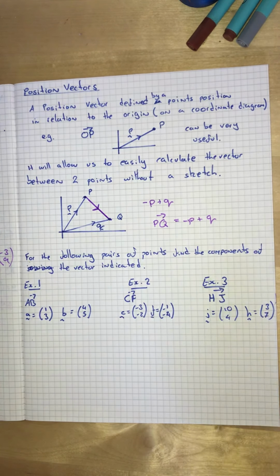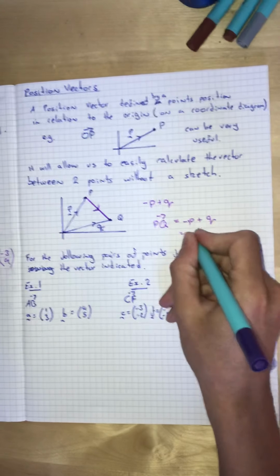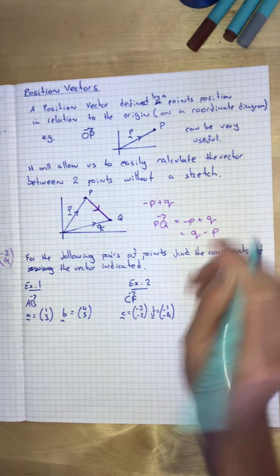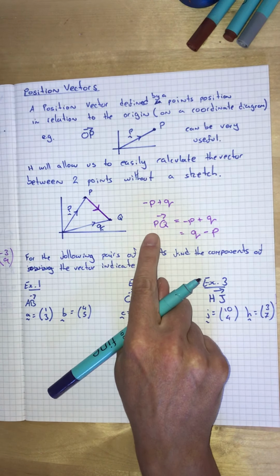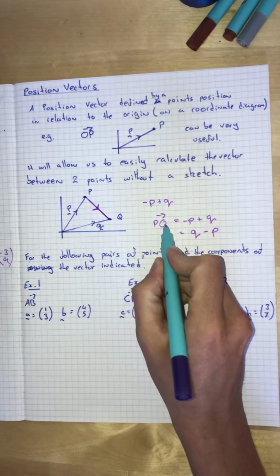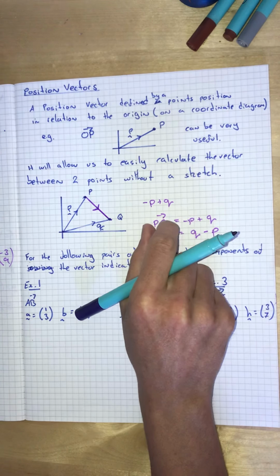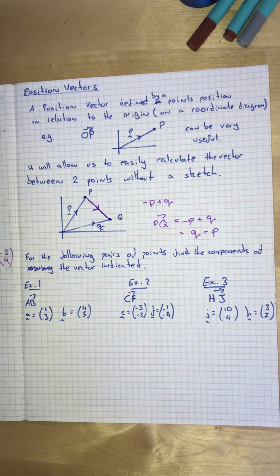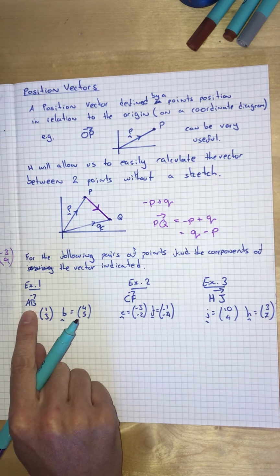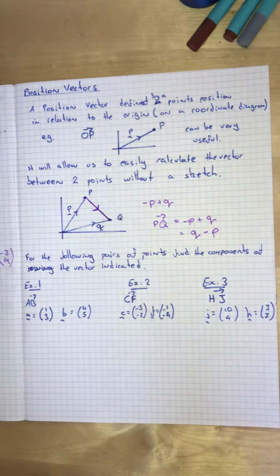But more conventionally, what might be easier to remember is it's actually just q minus p, because then if you're asked to calculate the vector pq, it's q minus p. You just swap them around and then subtract. Okay. So I'm going to do three examples. I'm asking myself to calculate the vector a to b.